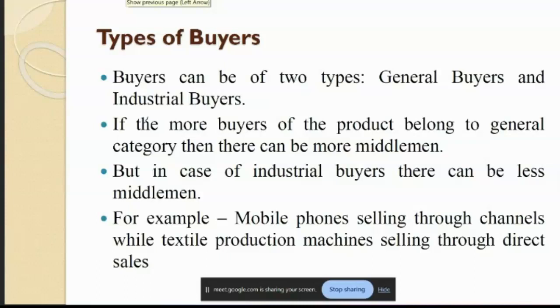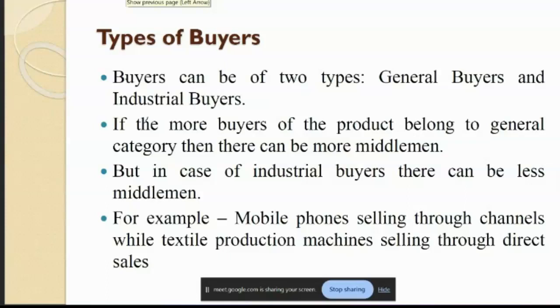So if more buyers of the product belong to a general category, that means you need more middlemen, obviously, because there is a general customer. They're large in numbers, right? So that is the reason why you need more middlemen. In case of industrial buyers, for example, when B2B selling is going on, in that situation you don't require a lot of middlemen.